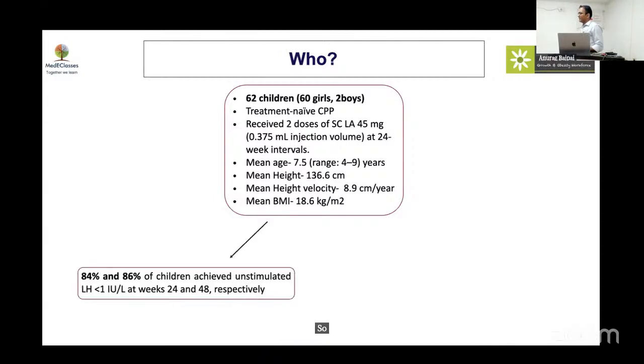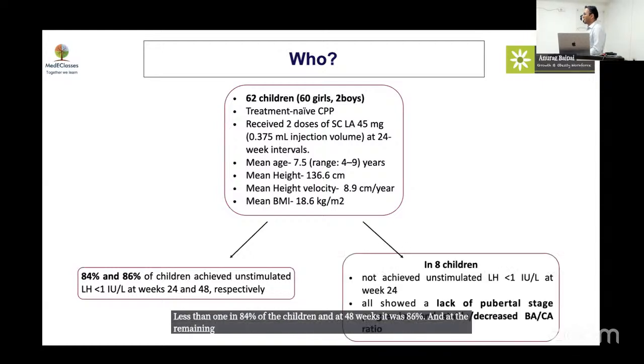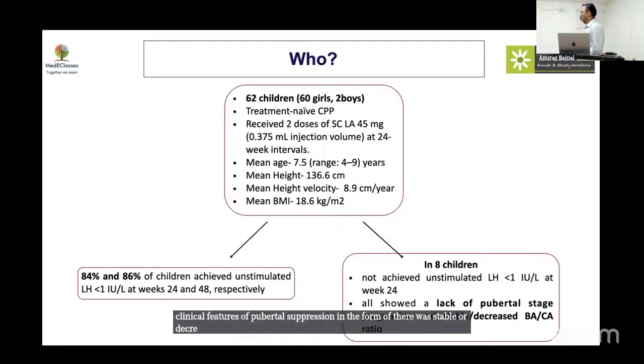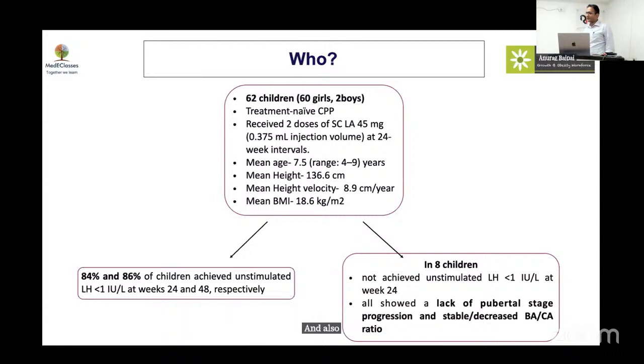So in this study, they initially found that at 24 weeks, the unstimulated LH was less than 1 in 84% of the children, and at 48 weeks, it was 86%. In the remaining 8 children in whom the unstimulated LH was not less than 1, they had clinical features of pubertal suppression in the form of stable or decreased bone age to chronological age, and also the pubertal stages, that is Tanner staging, were not progressive. So in all patients in this study, there was a pubertal suppression clinically, but unstimulated LH was suppressed in 84% and 86% at 24 and 48 weeks.